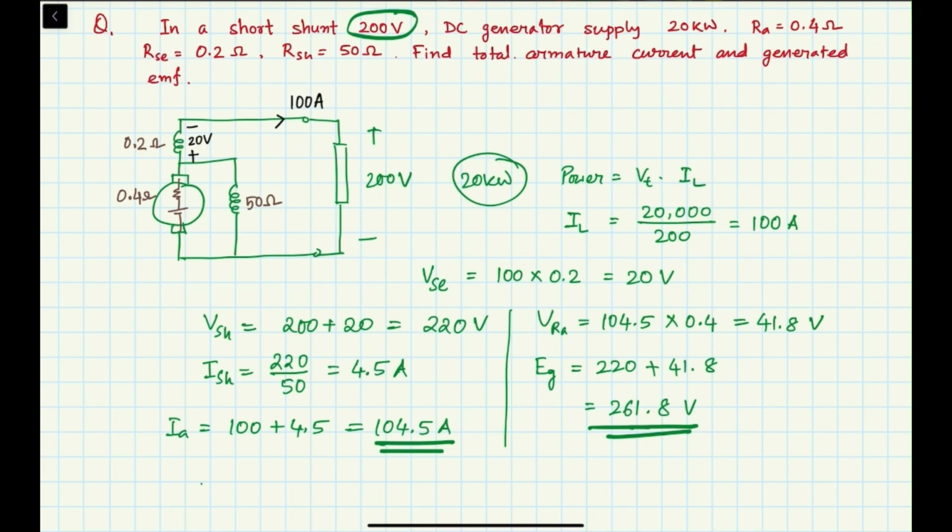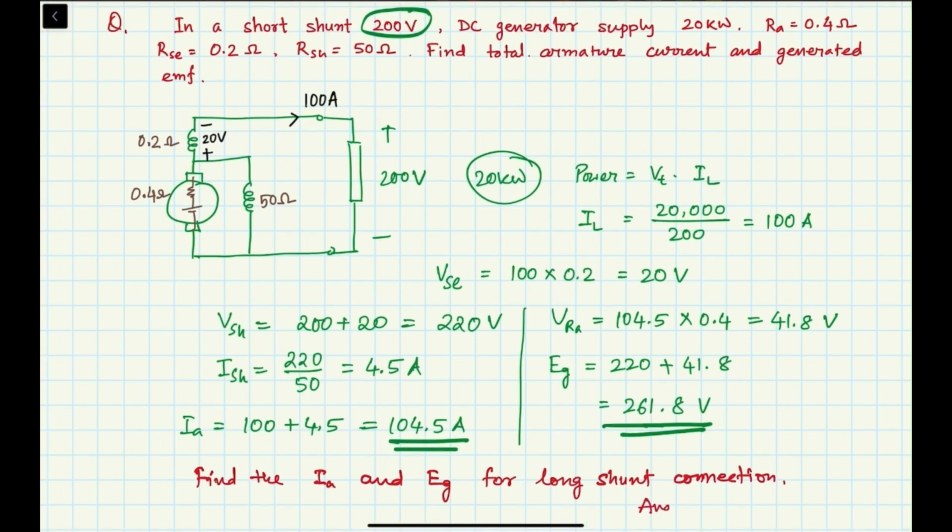Now you have to do a homework, and the homework is to find the same armature current. Write it here: find the IA and EG for long shunt connection. The answer will be 104 amps and 262.4 volt.